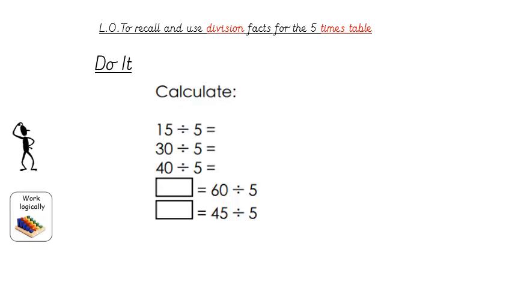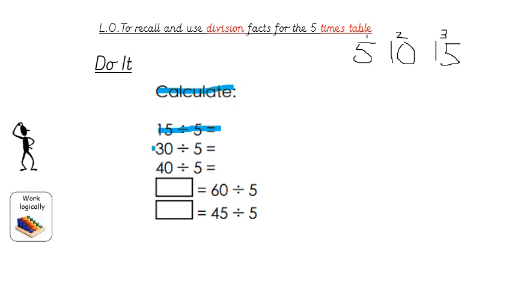So here's your do it for today. The do it for today is to calculate these. So 15 divided by 5. Remember, you're counting in 5s till you get to 15. So 5, 10, 15. So if we have a look, we've got 5 times 1 is 5. 5 times 2 is 10. And 5 times 3 is 15. And if we have a look, we got to 15. So what is the answer? The answer is, I'm not going to tell you, I'm going to see if you can guess it.